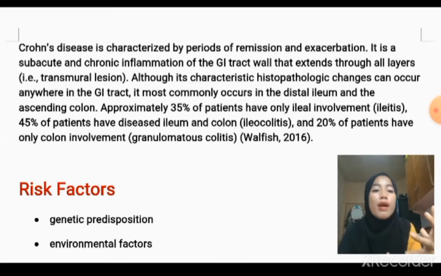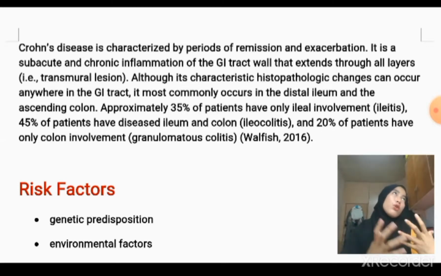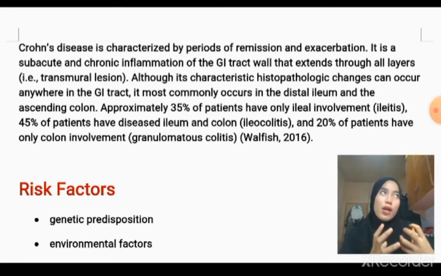Approximately 35% of patients have only ileal involvement, ileitis. 45% of patients have disease in the ileum and colon, colitis, and 20% of patients have only colon involvement, granulomatous colitis.